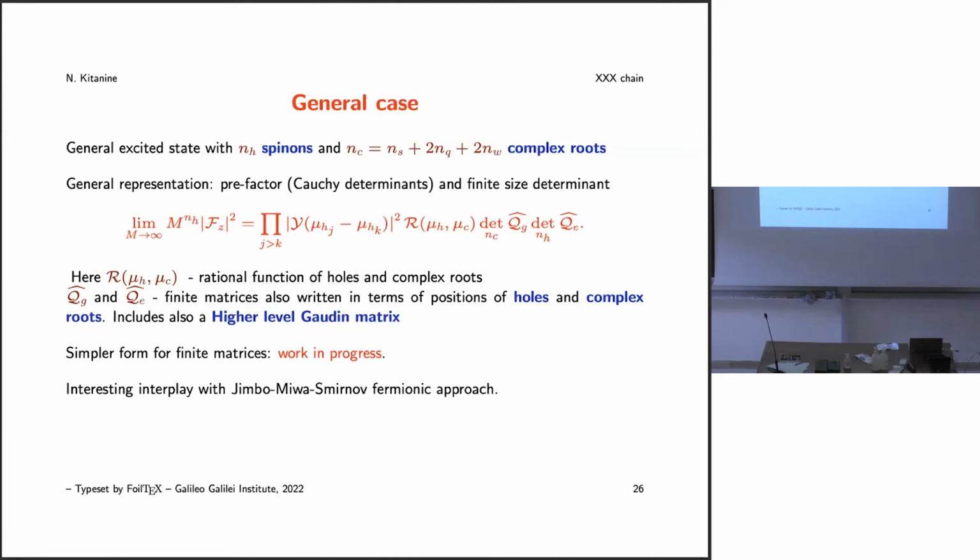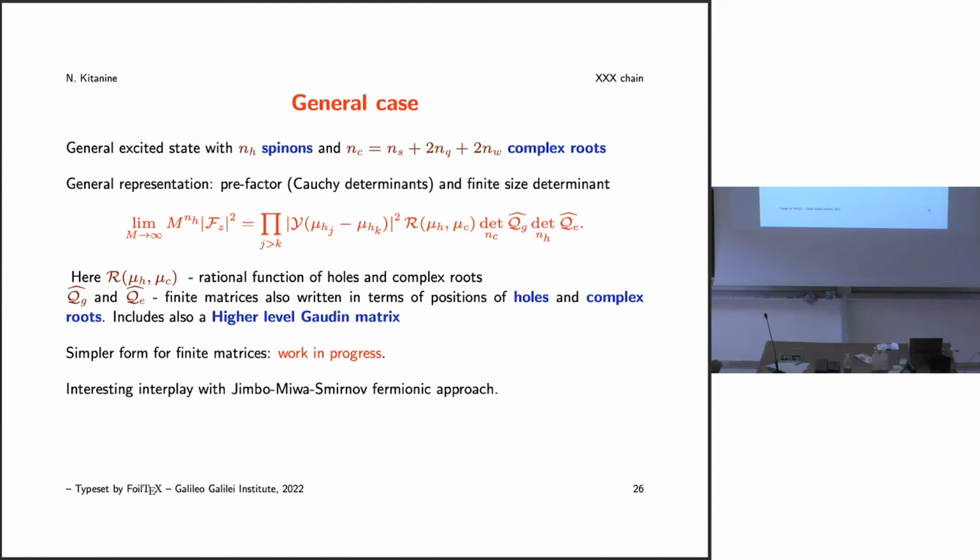But these are finite size determinants. Inside this determinant, I did not put it here, because the entries of this determinant depend on the type of complex roots we have, and they include some integrals with some auxiliary function, but everything is explicit. But to tell you the truth, the current form of this determinant, even if it's explicit in terms of positions of holes and positions of complex roots, I don't like it. I'm sure that there is a simpler one. So this is work in progress. We try to get a simpler one, but it's an explicit result only in terms of these holes and complex roots.